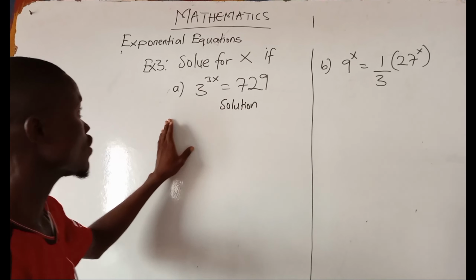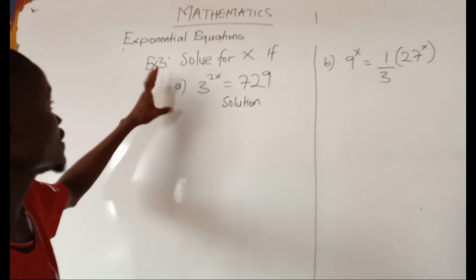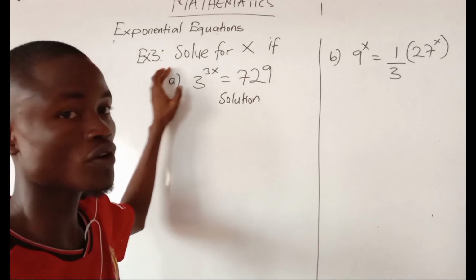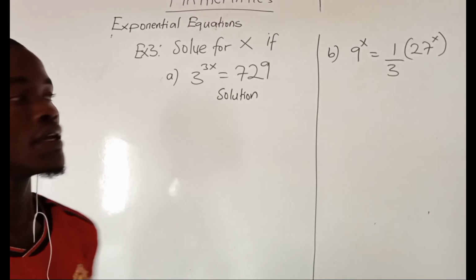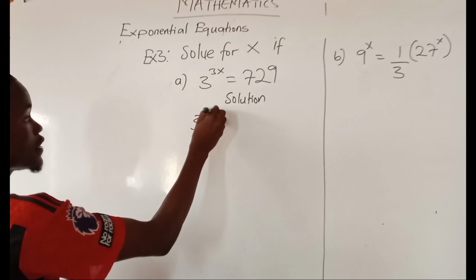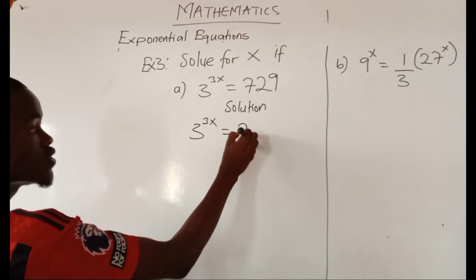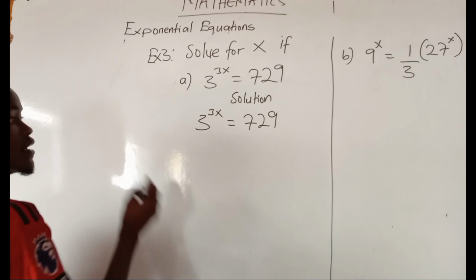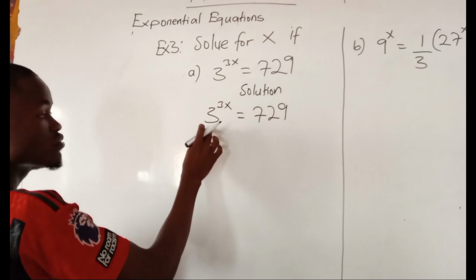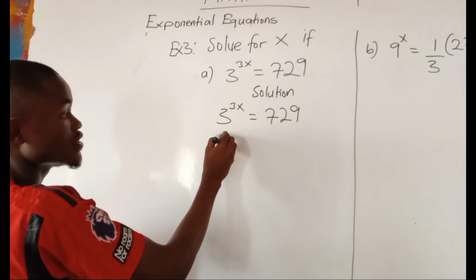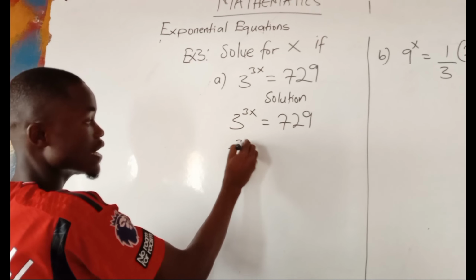Now we are asked to solve for x for this equation and also what? This one. So say solution: 3 raised to the power 3x equals to 729. Now, mind you, there is the base. It is the least base. So just leave it. So 3 raised to the power 3x.